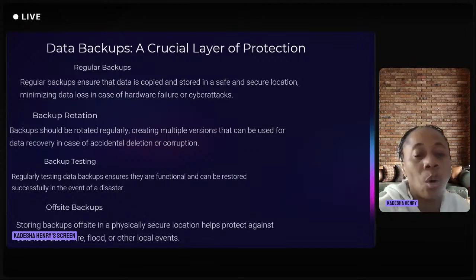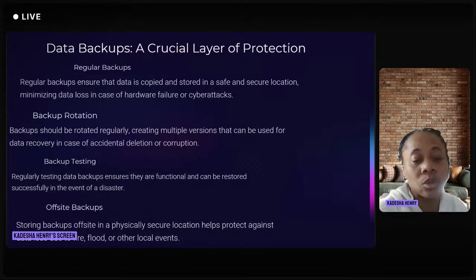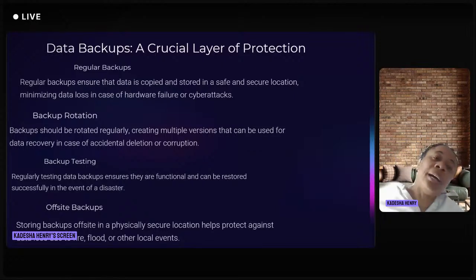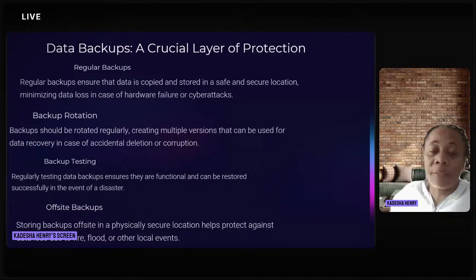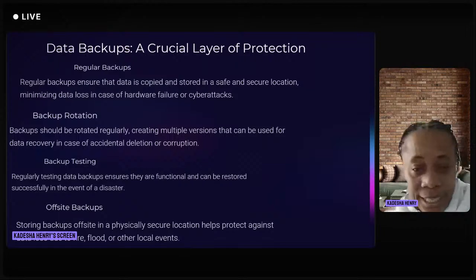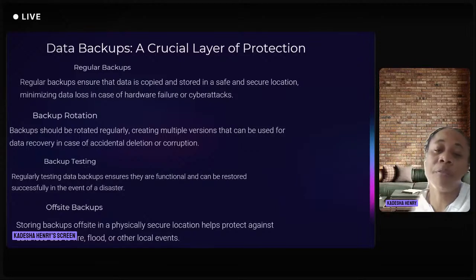Right? So you can have off-site backups. When we say off-site backups, we're storing backups off-site in a physical secure location, which helps protect against data loss due to fire, flood, and other local events. Sometimes you might have a data center somewhere else, a physical place where the data are stored, and this is an off-site place. So if there is a flood, a fire or anything, you will have this data.